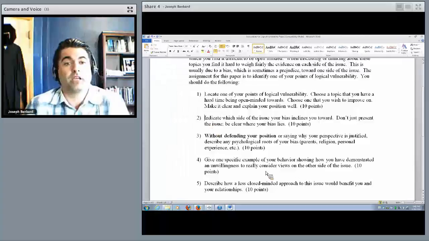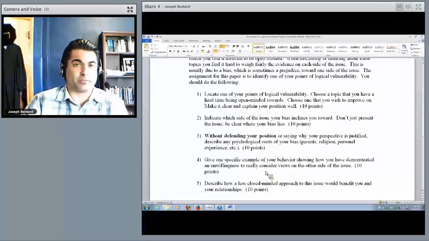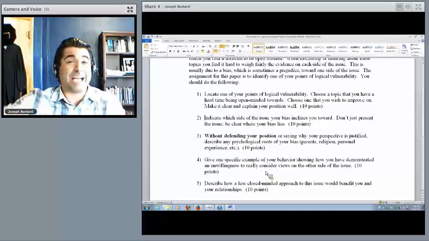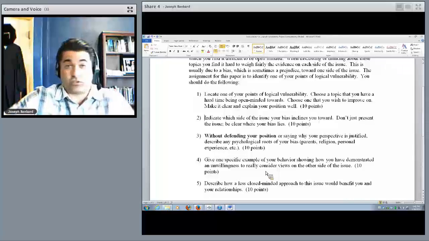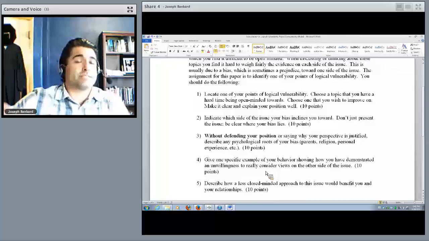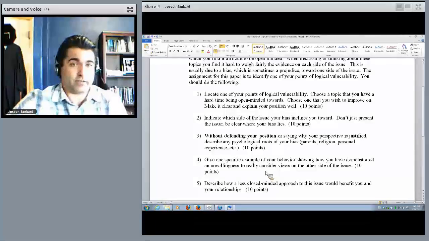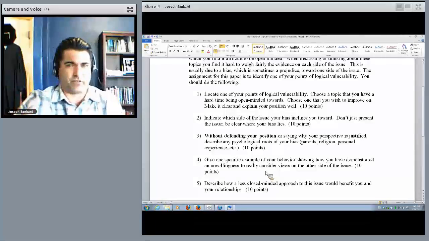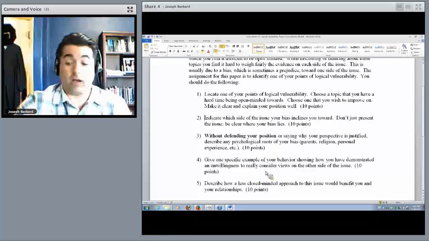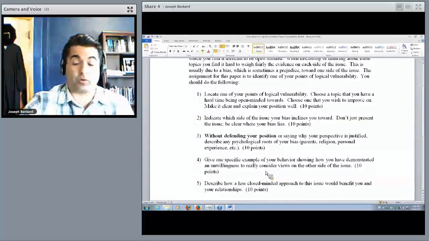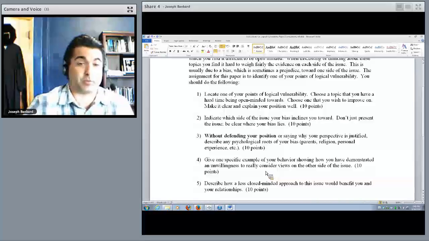Number 2, indicate which side of the issue your bias inclines you towards. So in my case, I would be against the death penalty from a Christian perspective, and I have a hard time seeing why Christians are for it. It's easy for me to see why normal people would be in favor of it, like just your average American. But I have a hard time seeing why Christians would be in favor of it, if that makes sense. So my bias is kind of limited to that Christian perspective. So I want to make that clear in the paper. I am biased toward being against the death penalty from a Christian perspective.